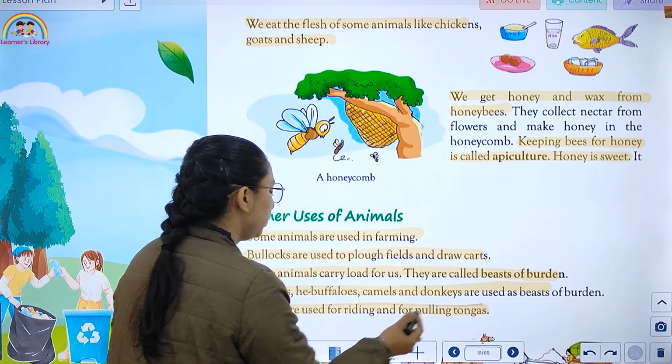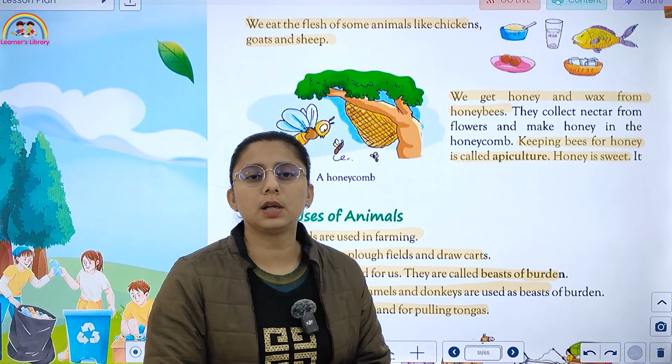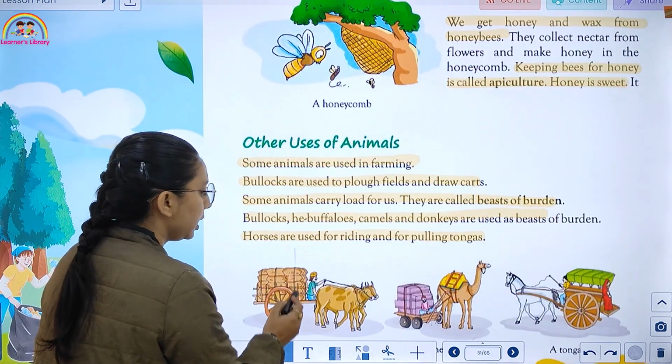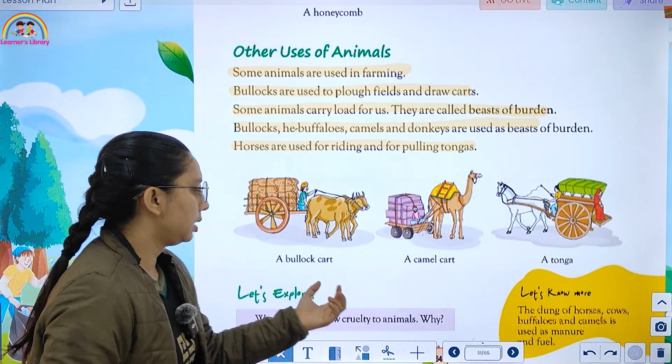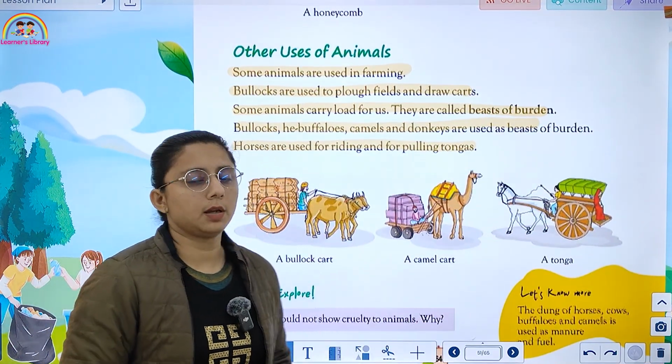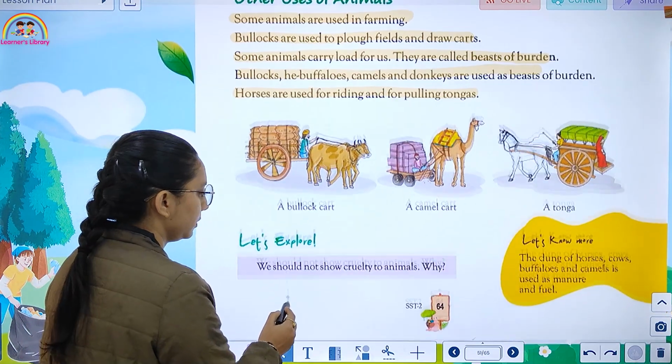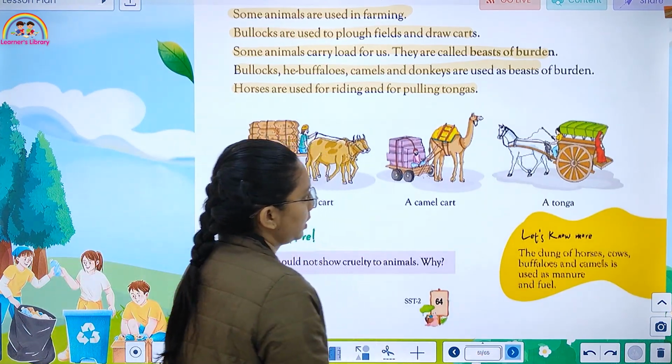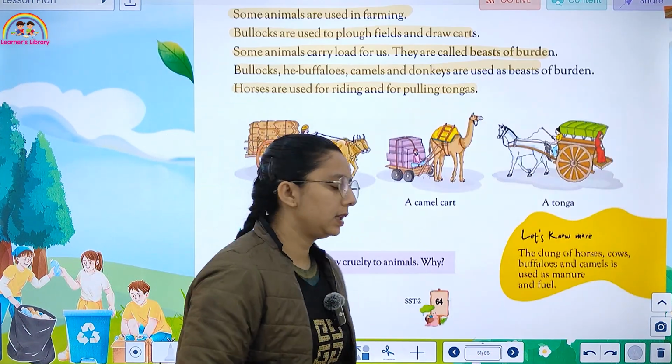And horses are used for riding and pulling of tonga. देखा हम horses का use करते हैं riding के लिए, tonga. ये आपको ज़्यादातर चीज़ें कहाँ देखने को मिलती है? Village area में. Right? We see them in the villages.